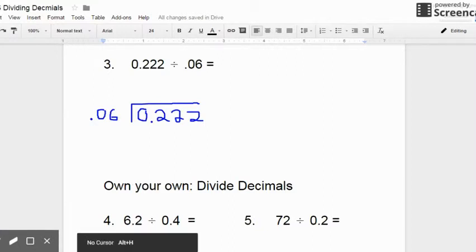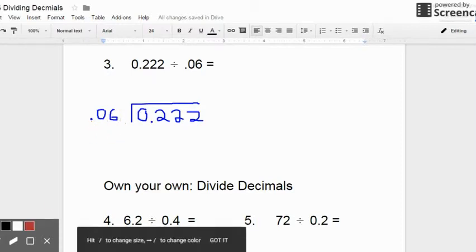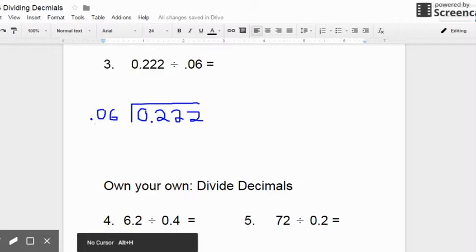Step 2 says I have to move the decimal point over on the outside number. So I have to move this decimal point to the far right. Remember, we have to count how many digits we're moving it over. We're going to move it over once, we're going to move it over twice. So let's do it with the red pen. So here's our decimal point. We move it over once, then twice, and then put the decimal point there.